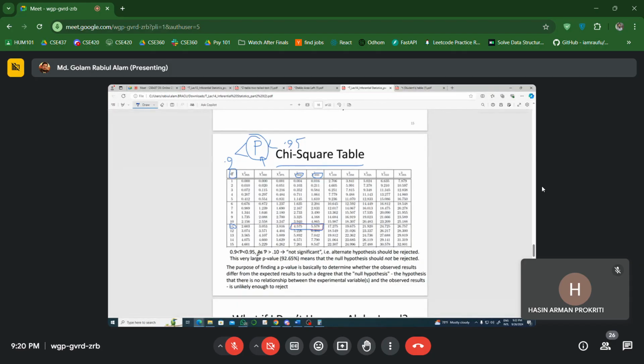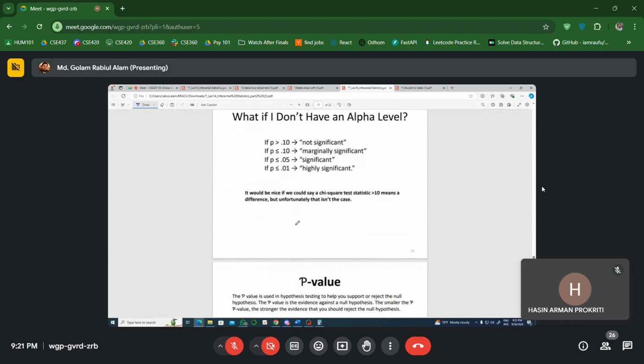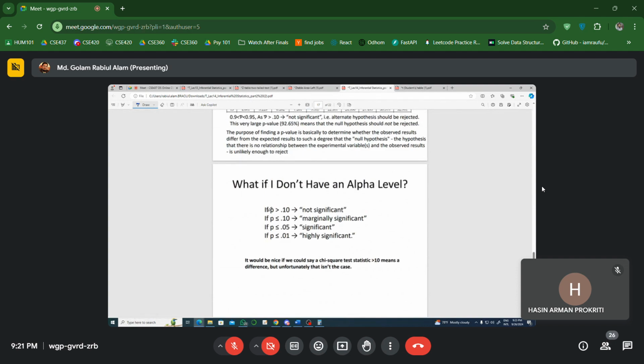We can see whether the p is significant or not. Previously, I have mentioned that the significant value of p will be less than or equal to 0.05. That is called significant, and otherwise not significant. Okay, so here, if p is greater than 0.1, it is not significant. If p is less than 0.10, it is marginally significant. If p is less than 0.05, it is significant, and if p is less than 0.01, it is highly significant.